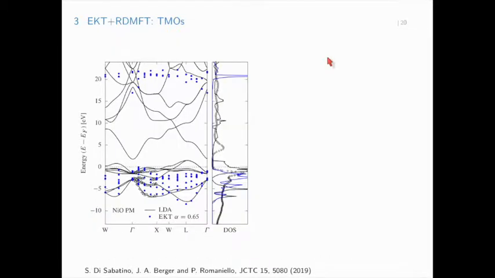So this slide is just to stress the fact that the qualitative picture that we get is correct. Here I'm comparing, for nickel oxide, the paramagnetic phase of nickel oxide, the EKT band structure in blue with some experiments. So we have quite good agreement. The only problem is the overestimation of the band gap.